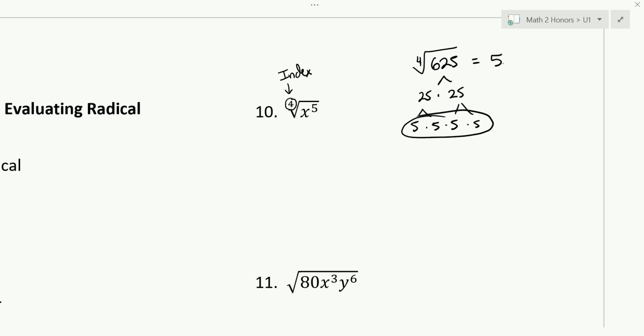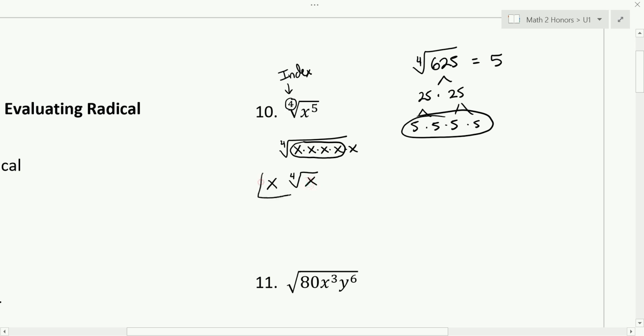So on number 10, we want the 4th root of x to the 5th. We have 5 x's. Because it's a fourth root, we're looking for a set of 4 matches. We have one of them. So that's going to be x, fourth root, x. Just be careful to carry that little index with you. It's easy to just forget it and just write square root, but that means something different. This is a fourth root, okay?